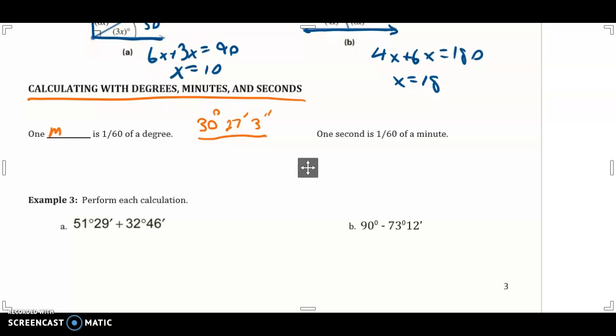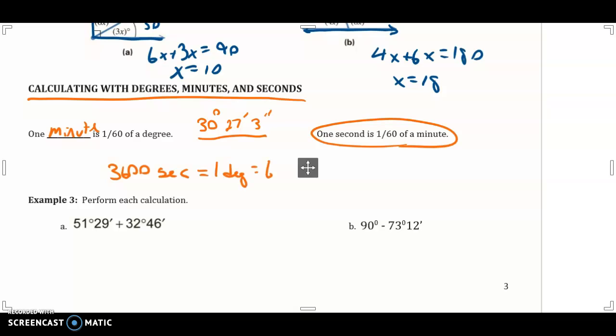A minute is 1/60th of a degree. Think about this in terms of time and hours. It's the same concept, that base 60. And a second is 1/60th of a minute. So let's get a basic unit conversion here. We have 3,600 seconds, which is equal to 1 degree, and that is also equal to 60 minutes.